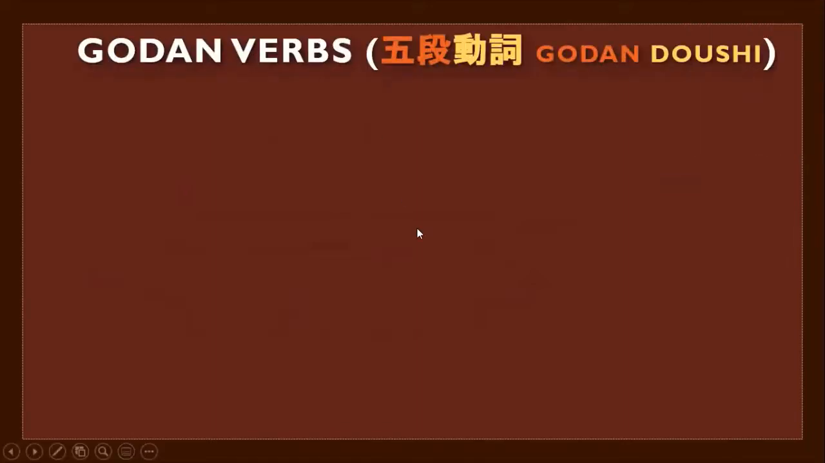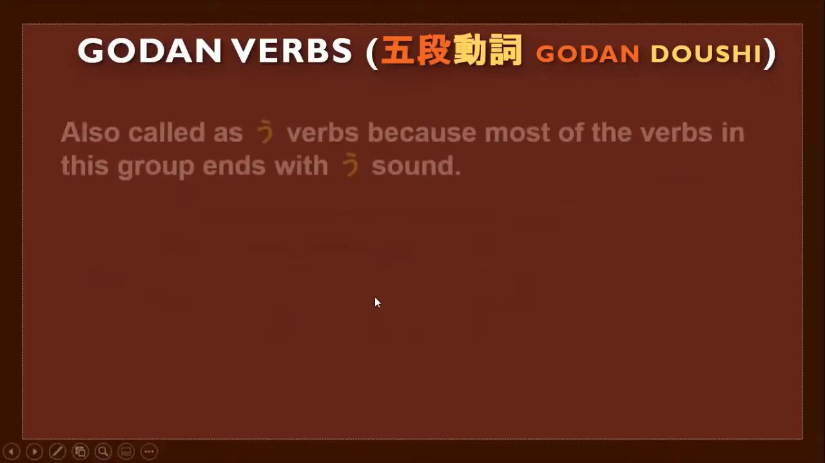So Godan doushi. This is the kanji for Godan and this is for doushi. You don't need to remember this. This is just to remember the characters. You don't need to practice it.